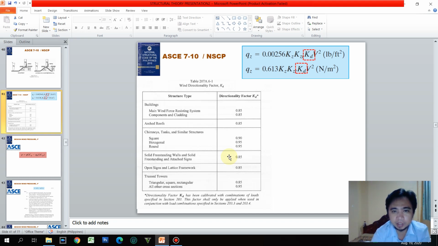Okay, for the wind directionality factor, of course it is also present in the National Structural Code of the Philippines, KD. We have totally enclosed, we have KD 0.85, or main wind force resisting system 0.85, and among others here.